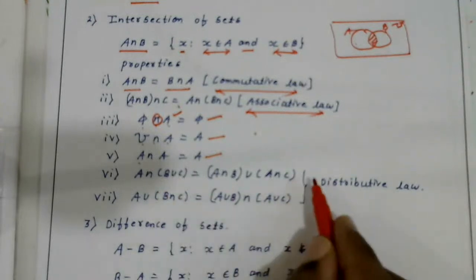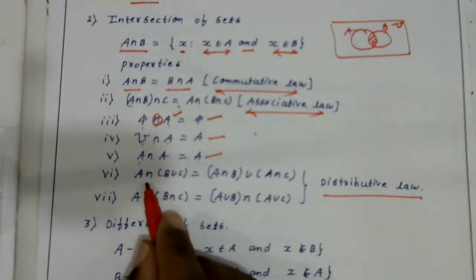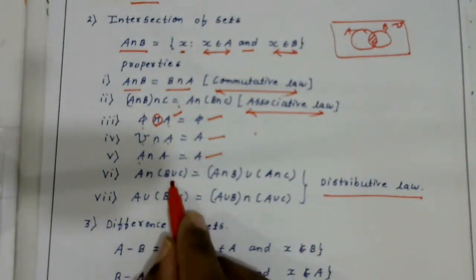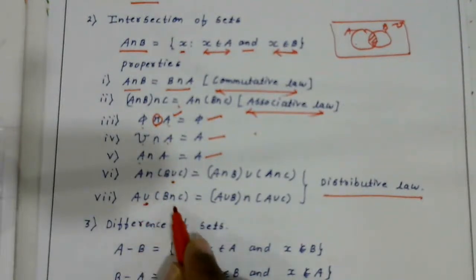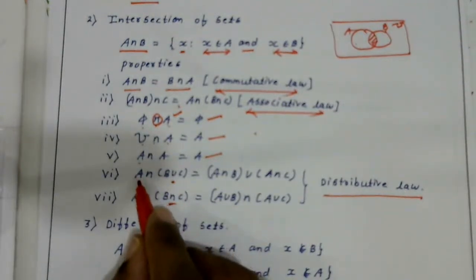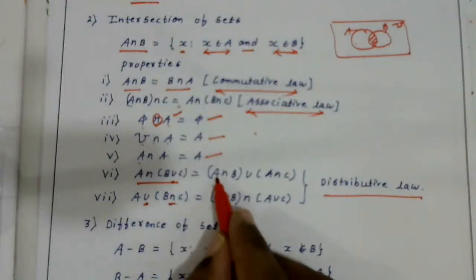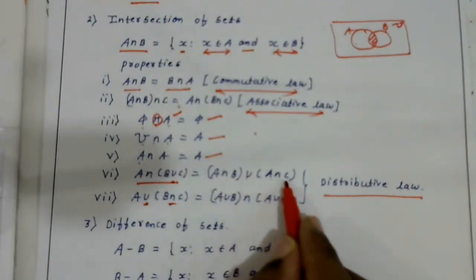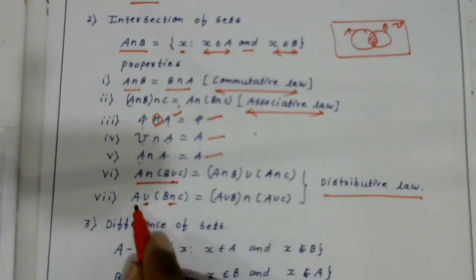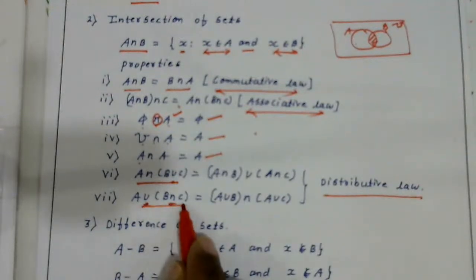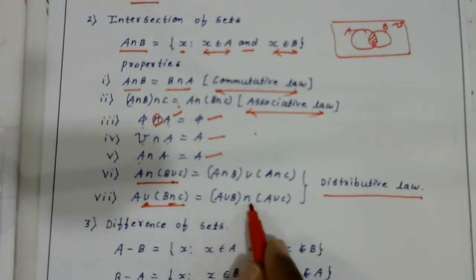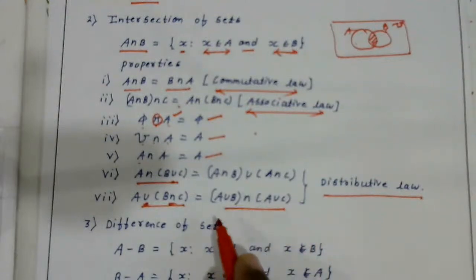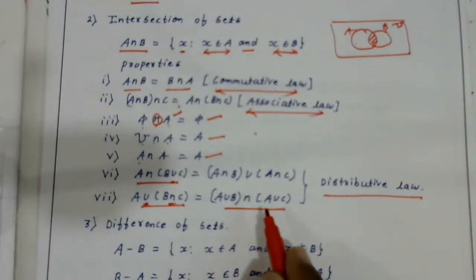A ∩ A is A. And it also satisfies the distributive law. Intersection is distributive over union, and union is also distributive over intersection. So A ∩ (B ∪ C) is equal to (A ∩ B) ∪ (A ∩ C). And A ∪ (B ∩ C) is equal to (A ∪ B) ∩ (A ∪ C). So it also satisfies the distributive law.